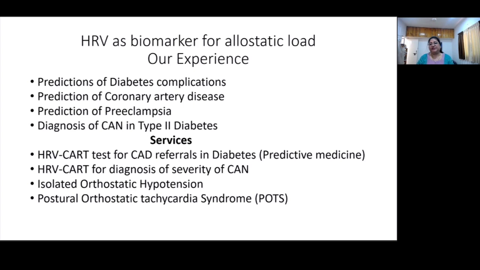So our experience with this HRV and allostatic load is that we have conducted many studies, right from predictions of diabetes complications to predictions of coronary artery disease. We have also used this for prediction of preeclampsia and diagnosis of CAN in type 2 diabetes. Because of these studies, we are now able to give services to the patients for predictive purposes, especially we are using it as a test to refer diabetic patients for CAD referrals.